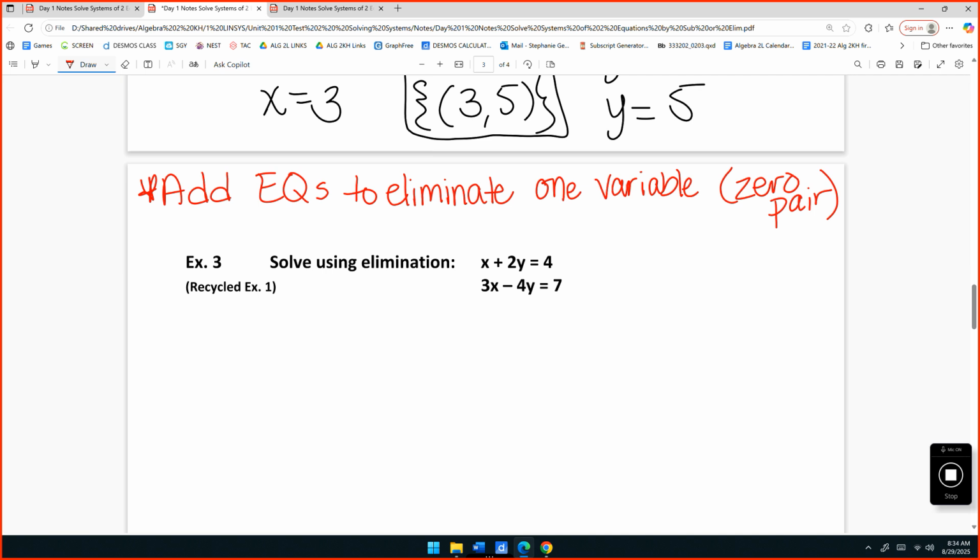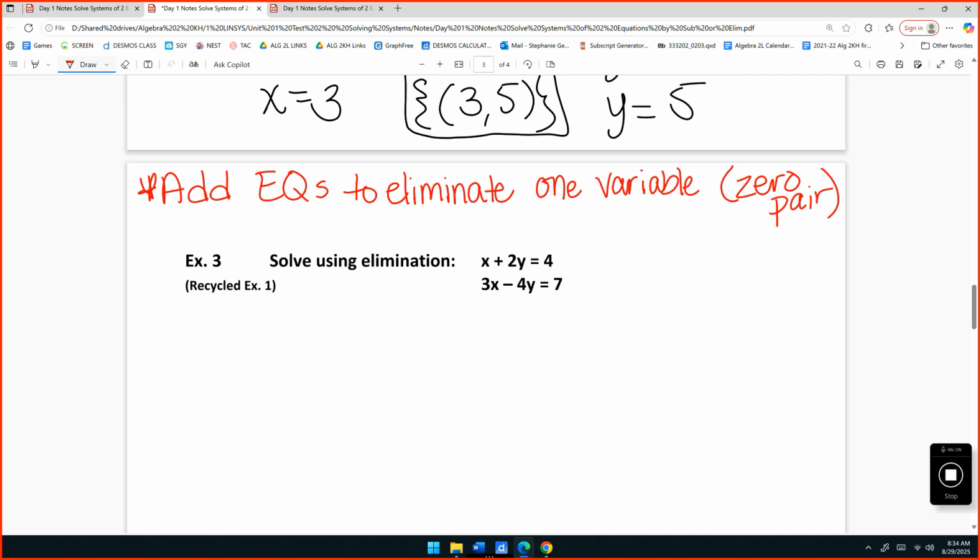But if I want to eliminate x, what would my zero pair need to be? 3 and negative 3. I could achieve that really easily, right? If I just multiply this first equation by negative 3. So that would be if I chose x. If I chose to eliminate y, what could I make the zero pair be there? Times -2. Yeah, I could turn that into 4 by multiplying by 2. So I have a positive 4y and a negative 4y already.